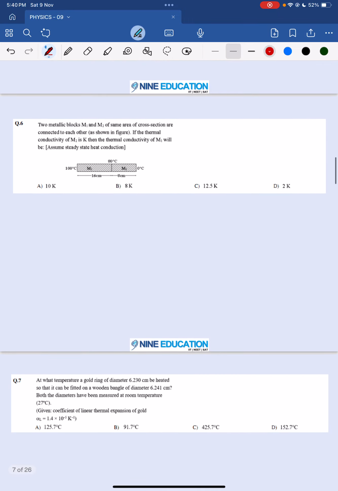So now question number 6, we are able to see two metallic blocks M1 and M2 of same area of cross section are connected to each other. So we are able to see that this is going to become 100 degrees Celsius and this is somewhere 80 and this is 0 degrees Celsius, correct? They are saying now calculate the thermal conductivity. We know that heat current will be same, H1 equals to H2. So it will be 100 minus 80 by L by Ka.